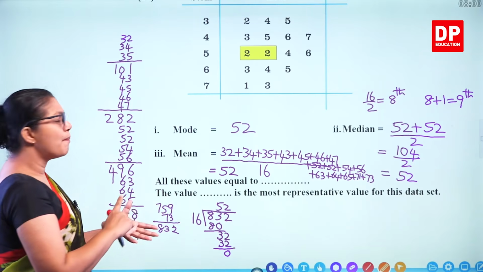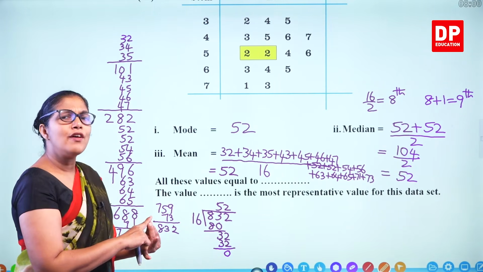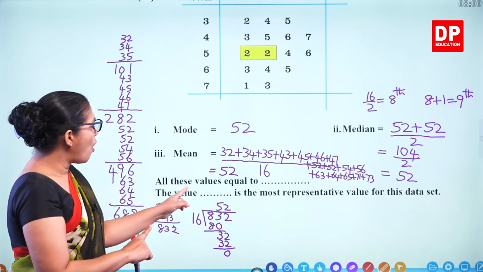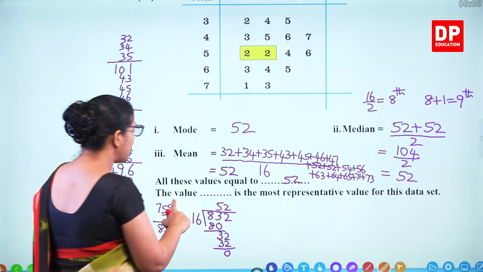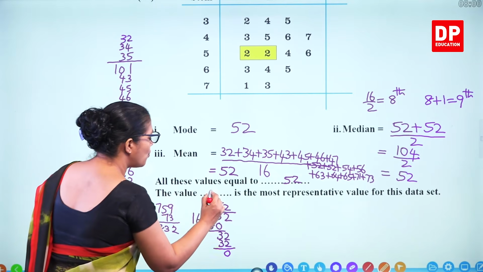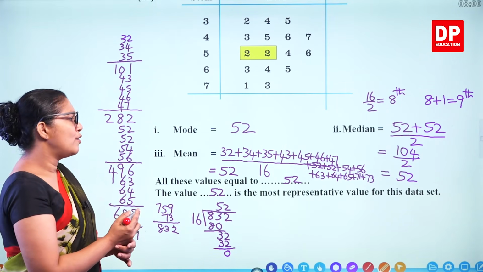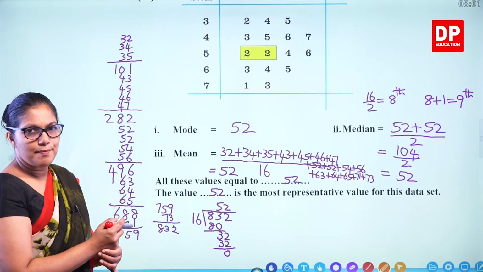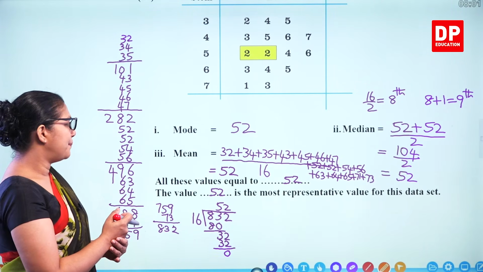So we got mode is 52, median is 52, and mean also 52. So all these values equal to 52. So you can say the value 52 is the most representative value for this data set, because we got all three values the same.